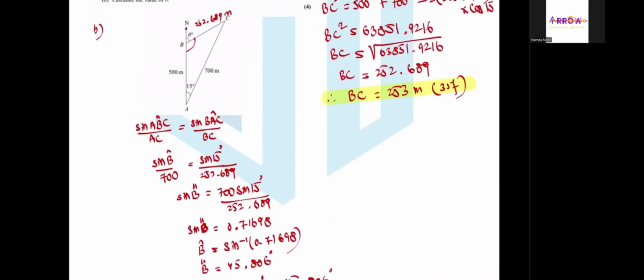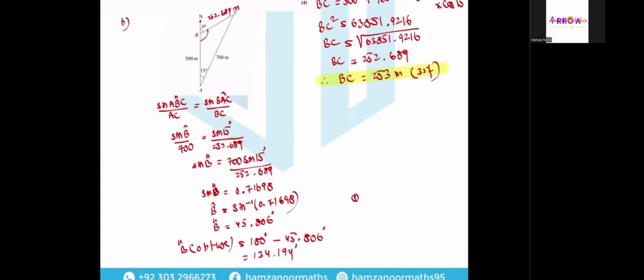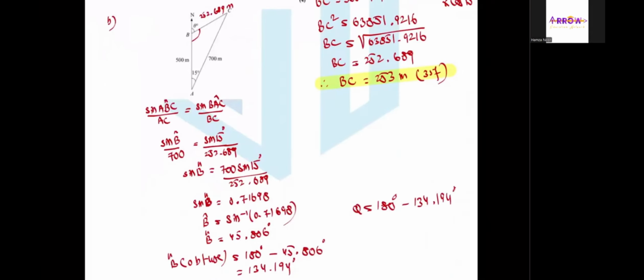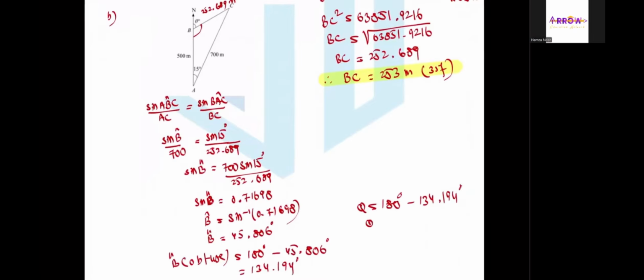So this obtuse angle B is 134.194 degrees. Therefore, angle theta is supposed to be 180 degrees minus 134.194 degrees. If you add angle ABC and angle theta, the sum will be 180 degrees because these are supplementary angles, angles on a straight line. So theta is 180 minus 134.194, which is obviously the acute angle we found, 45.806 degrees.